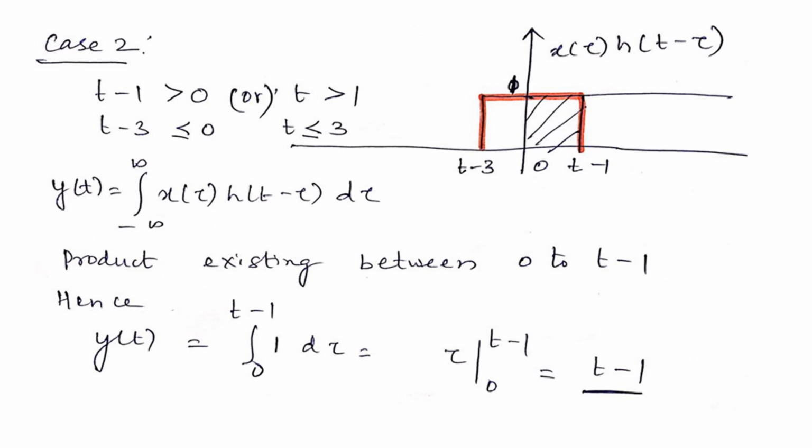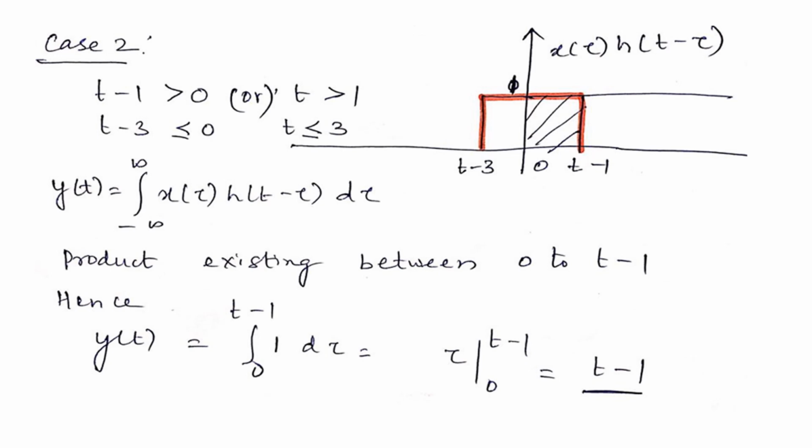They exist in the region between 0 to t minus 1. Now coming to, this was graphically depicted. Now let us see how we can do it mathematically. So y of t is equal to integral minus infinity to plus infinity x of tau h of t minus tau d tau. This was our expression.